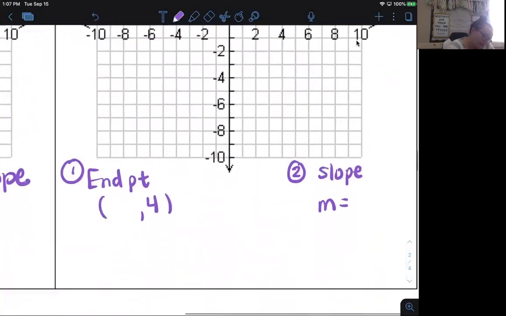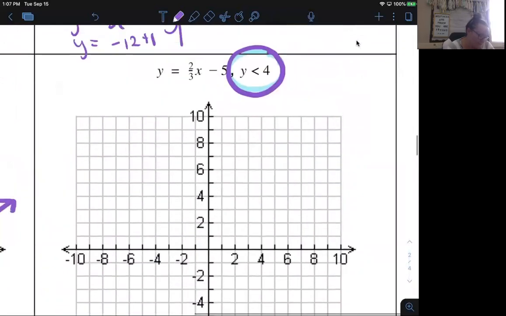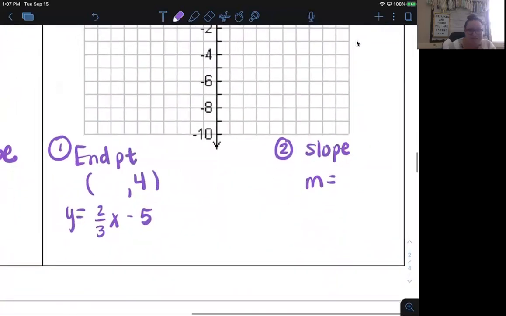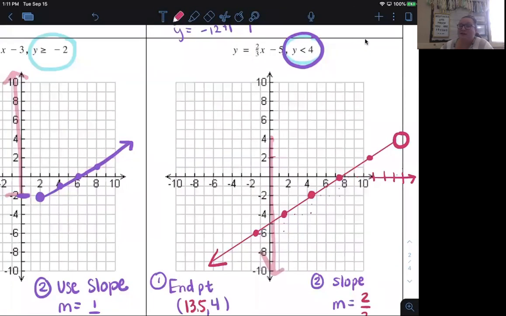y equals 2/3 x minus 5. There we go. For my endpoint, I found 13.5, 4, and I had to extend my graph just a little bit, but I graphed my endpoint with an open circle, and then I needed all the y values that are less than 4, so I wanted my graph to extend to the left instead of the right, so I had to go down 2 over 3, down 2 over 3, to be able to find that portion of the graph.